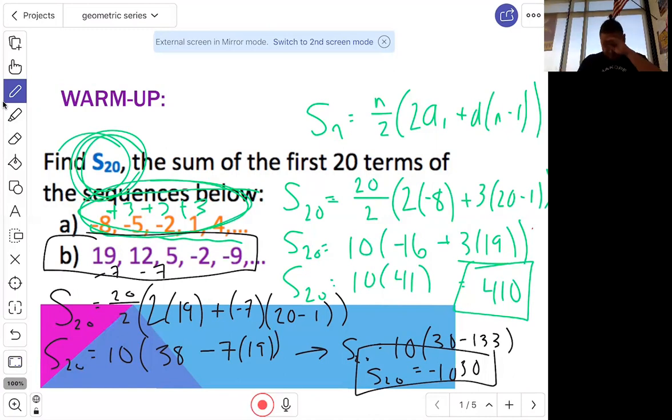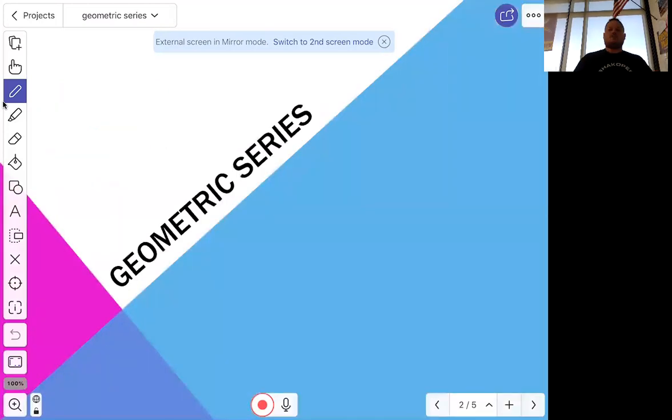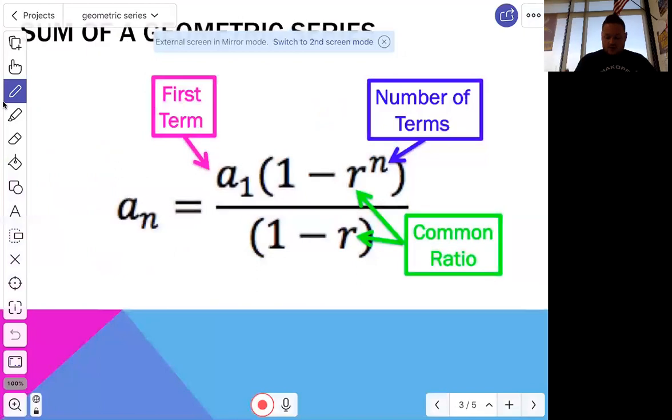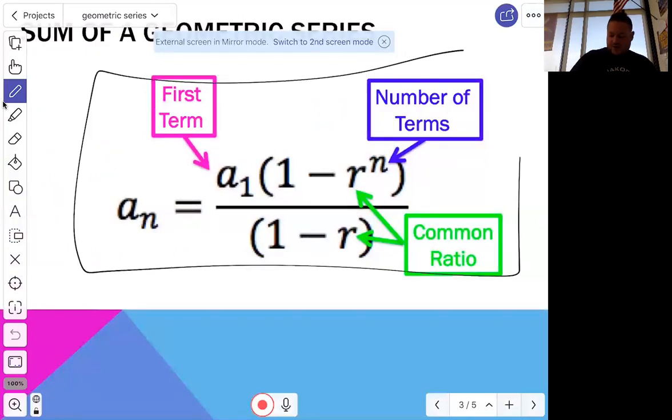All good. So that was just a quick warm-up of evaluating an arithmetic series, or finding the sum of an arithmetic sequence. Same thing. But let's move on to geometric series. Here we go. The formula is right here. You definitely need to write that down. It needs to be in your notes. You're going to use this on quizzes, tests, homework, whatever. So make sure you write it down.